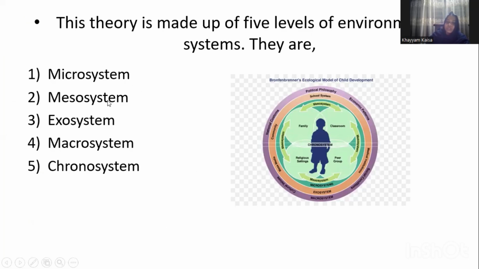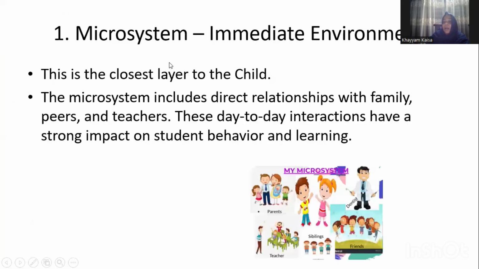Now we are going to talk about these 5 under ecological system theory. Let's go for the first, the microsystem. Microsystem means the immediate environment. This is the closest layer to the child. The microsystem includes direct relationships with family, peers, and teachers. These day-to-day interactions have a strong impact on students' behavior and learning.